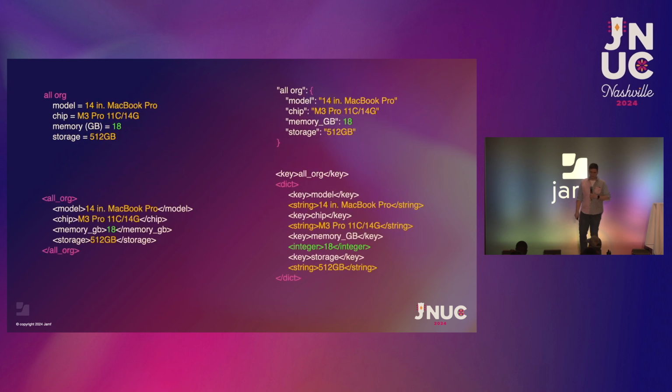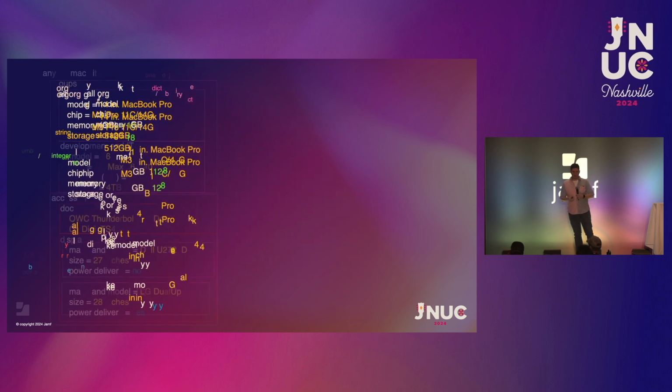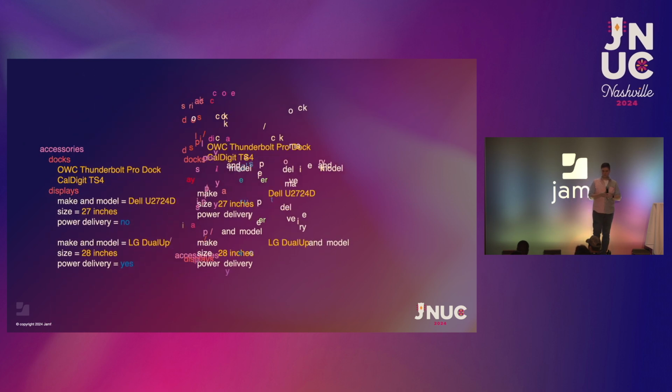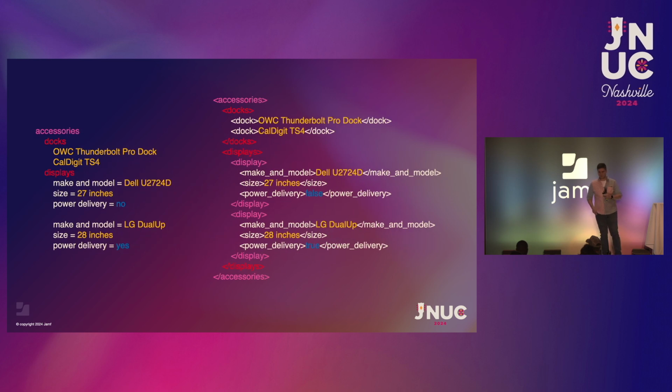Let's throw all the rest of them back up here, right? Exact same data, and if you squint, it all kind of looks the same as our notes that we wrote up there. So let's take a look at our accessories dictionary down there at the bottom. Our development and IT sort of specification is going to look pretty much the same as our all org one because it has the same attributes inside. So let's do the accessories here, right?